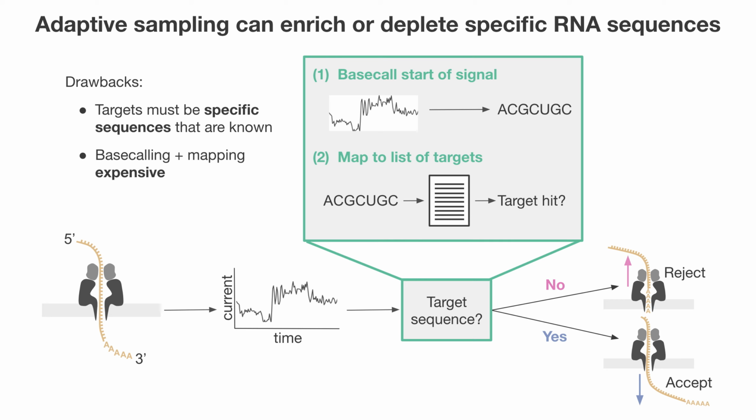In particular, the targets need to be specific sequences that are known beforehand, and this is problematic if you're dealing with organisms with incompletely defined references. In addition, the base calling and mapping operations are computationally expensive, and this is problematic because you need to be making decisions as quickly as possible for adaptive sampling to be beneficial. And this is even more important for RNA, which typically has much shorter read lengths than for DNA.